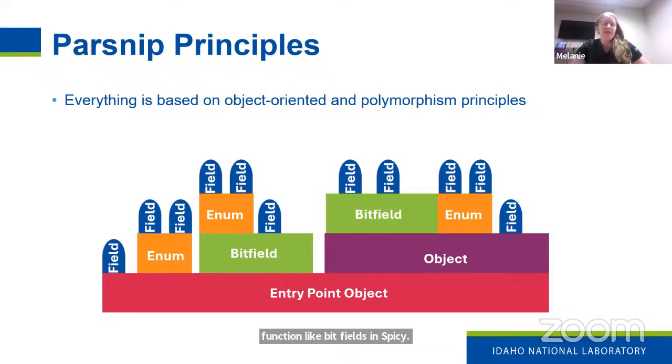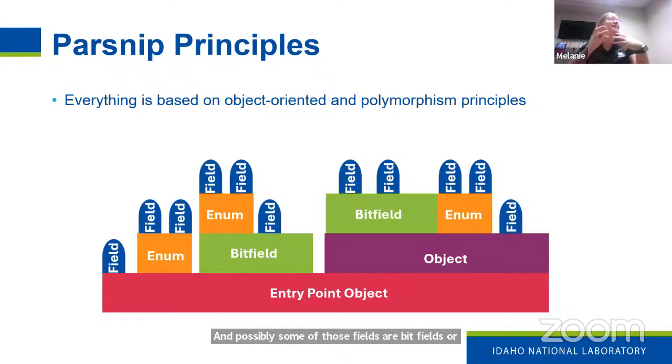directly point to objects, but they're designed to allow the user to split bytes into bits, just as a bit field in Spicy, and it's basically translated in the back end the exact same way. And then finally, we have objects. Objects are kind of the main central building block of Parsnip. An object is made up of fields, and possibly some of those fields are bit fields or enums.